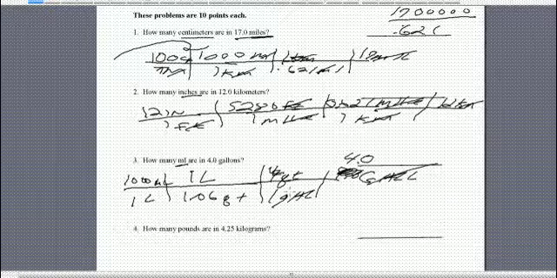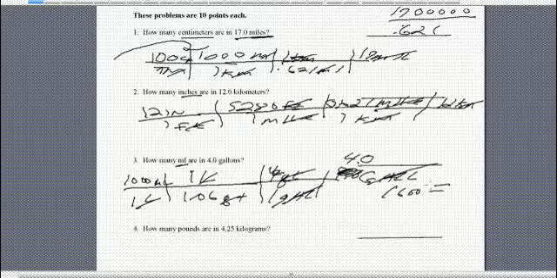What cancels? Gallons cancels, right? Quarts cancels. Liters cancels. I'm left with what? Milliliters. I know 1,000 times 4 is 16,000 divided by 1.06.